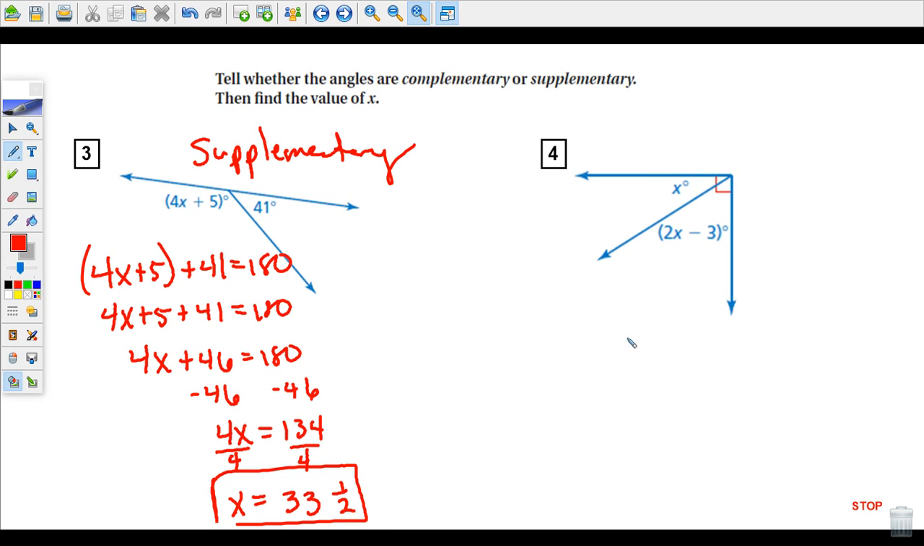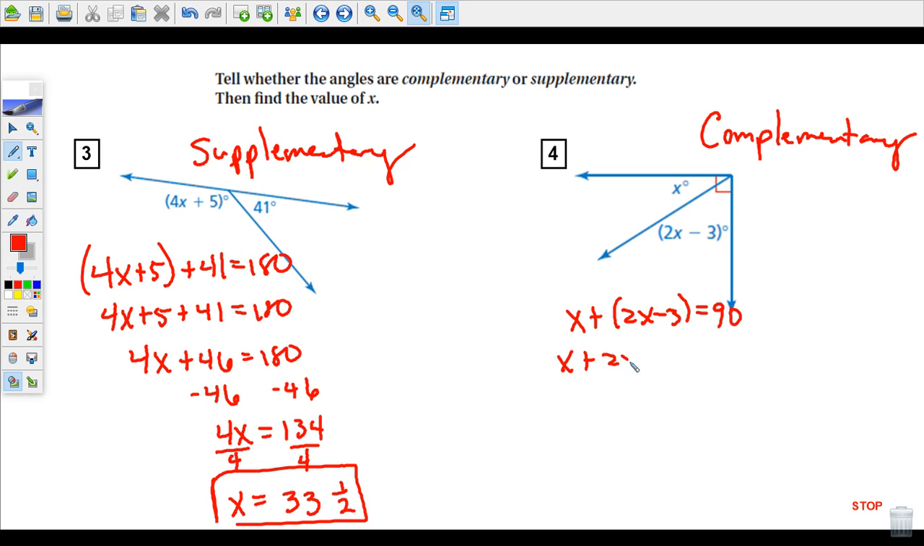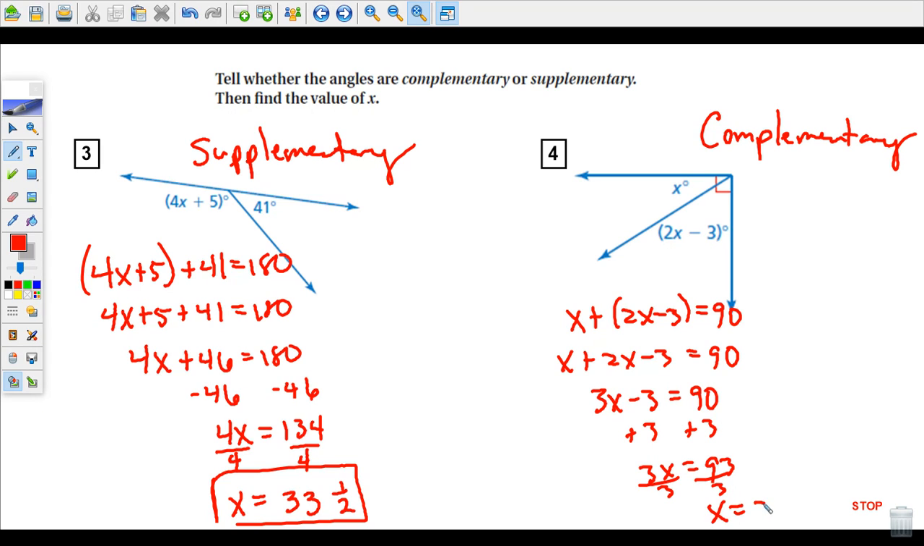And number 4, these two angles form a 90-degree angle, which means they are complementary, which means they add up to 90. So x plus this one equals 90. Again, can get rid of the parentheses, and then it's just a matter of solving for x. Combine like terms. 3x minus 3 equals 90. Add 3 to both sides. 3x would equal 93. Divide by 3, and x would equal 31.